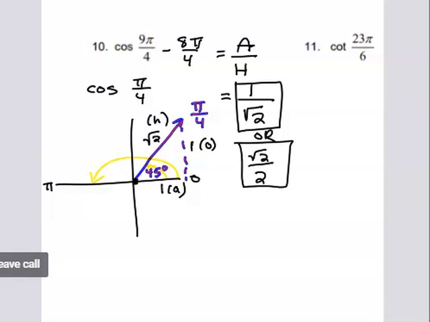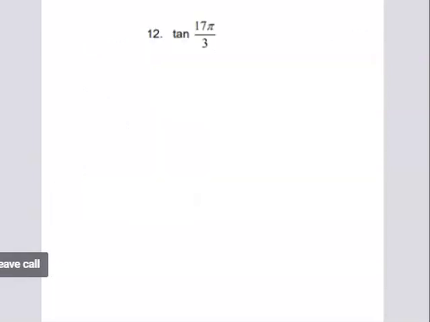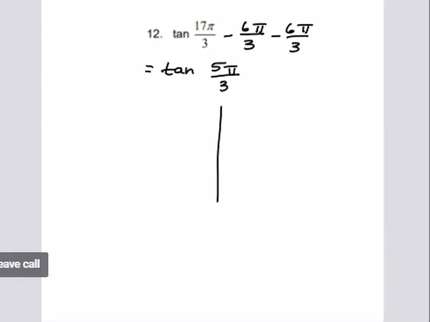Okay, we're going to hop to number 12. This time we have the tan. Once again, this is not between 0 and 2 pi. So I'm going to subtract 2 pi. 17 minus 6 is 11. Nope, that doesn't cut it. If we subtract 6 again, we get 5/3 pi. 5/3, that's 1 2/3, is less than 2. So that's much easier to find.